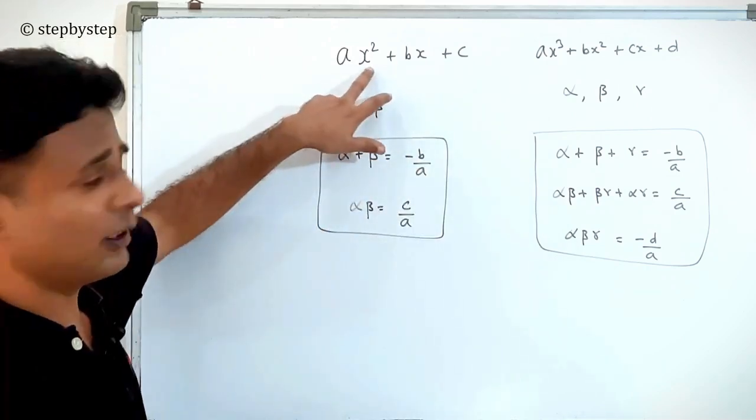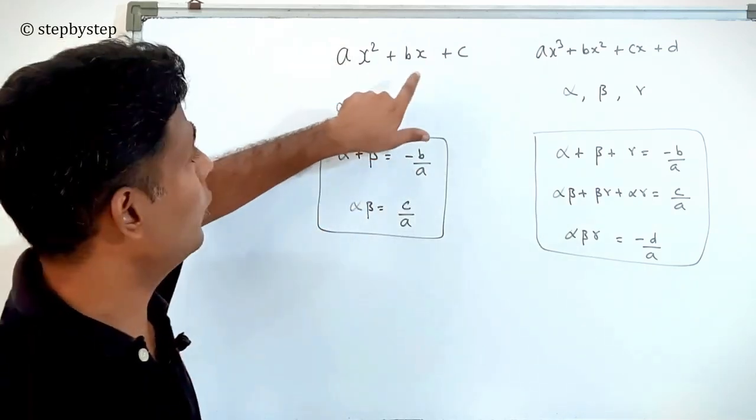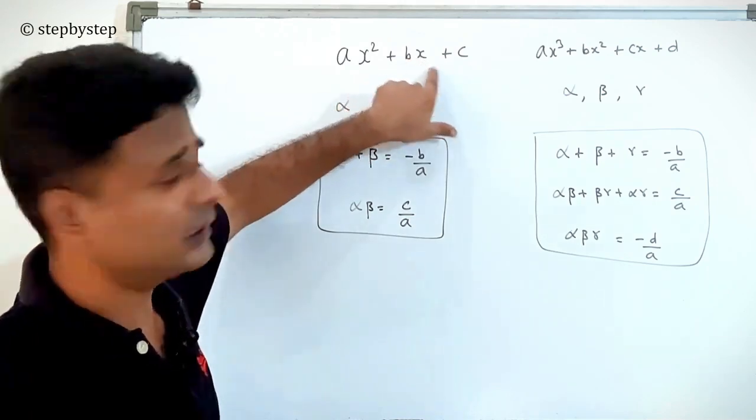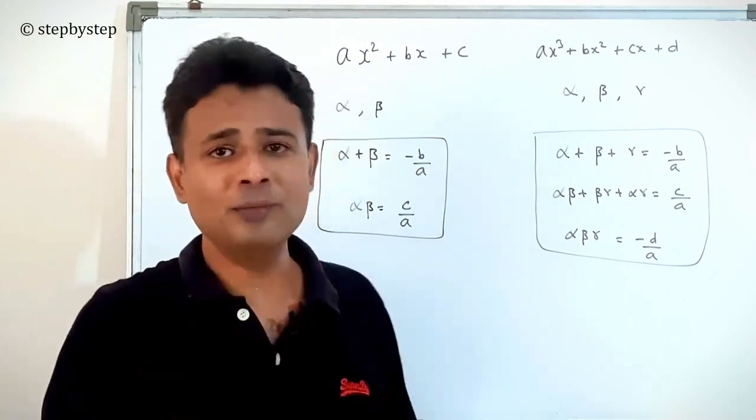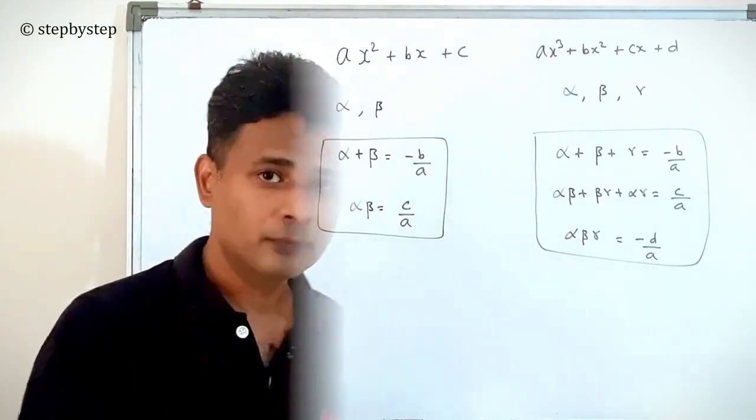Coefficients: a is whatever is there with x square in a quadratic polynomial, b is whatever is with x, and c is whatever remains. So we'll try one or two problems so you'll understand better.